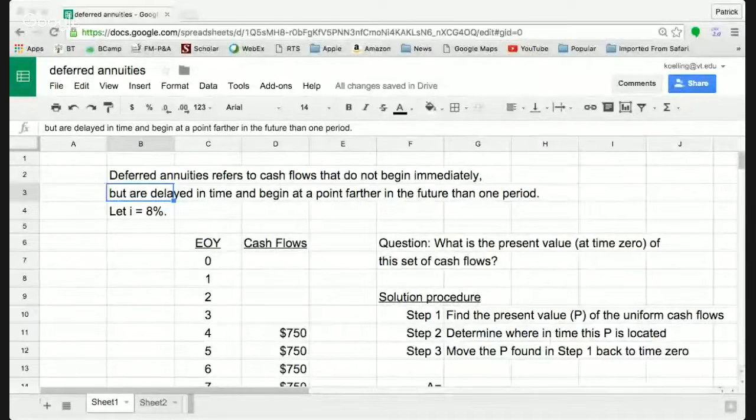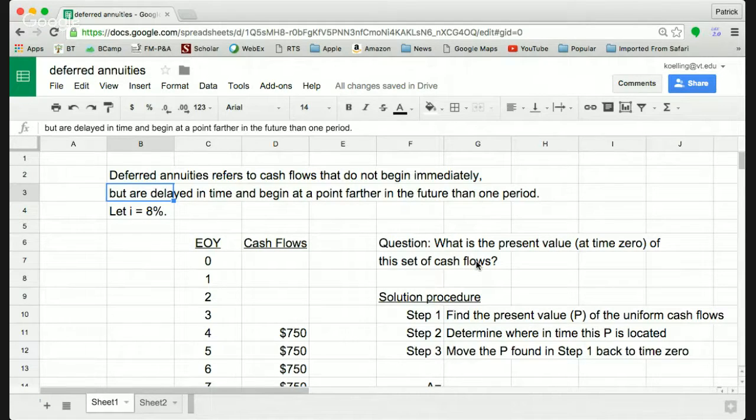And there it is. You can see the title is Deferred Annuities. Cash flows that do not begin immediately but are delayed in time and begin at a point farther in the future than one period. And here's an example. We're going to solve this using an interest rate of 8%. The question that's asked is, what is the present value? And typically when we talk about present value, we're talking about time 0 of this set of cash flows.